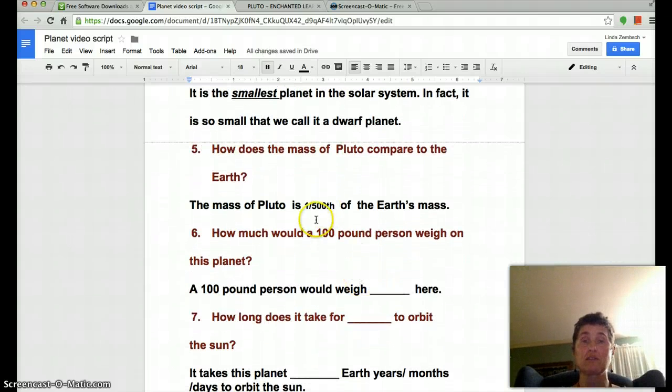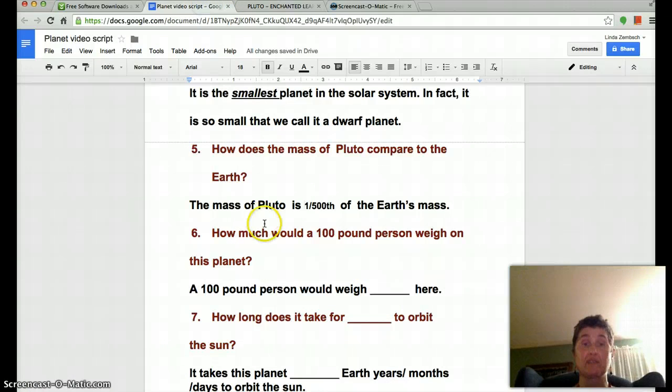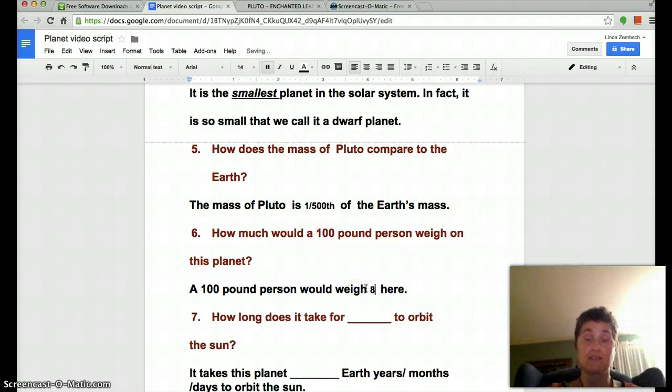Okay, next question. How much would a 100-pound person weigh on Pluto? Okay, it will be in the same area as mass and gravity. And if you look at the bottom sentence there, a 100-pound person would weigh only 8 pounds on Pluto because there is less pull from the planet, less gravitational pull. So a 100-pound person would weigh 8 pounds here.